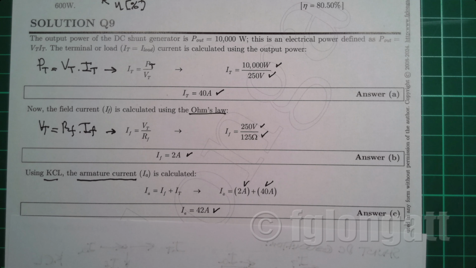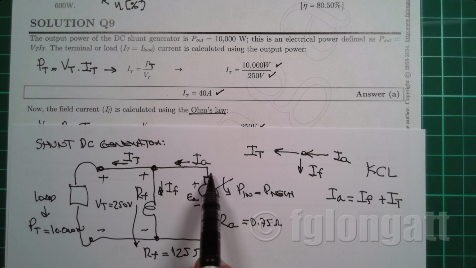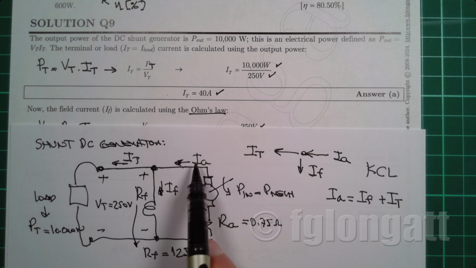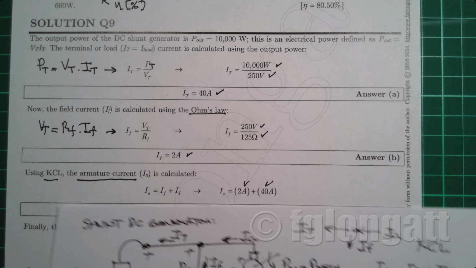So you can see over here that in this case, the armature current is larger than the terminal current. And there is no surprise over here because we are working with a shunt generator. In any shunt generator, you must remember that the armature current should be larger than the terminal current because some current is going to the field winding for excitation purposes.